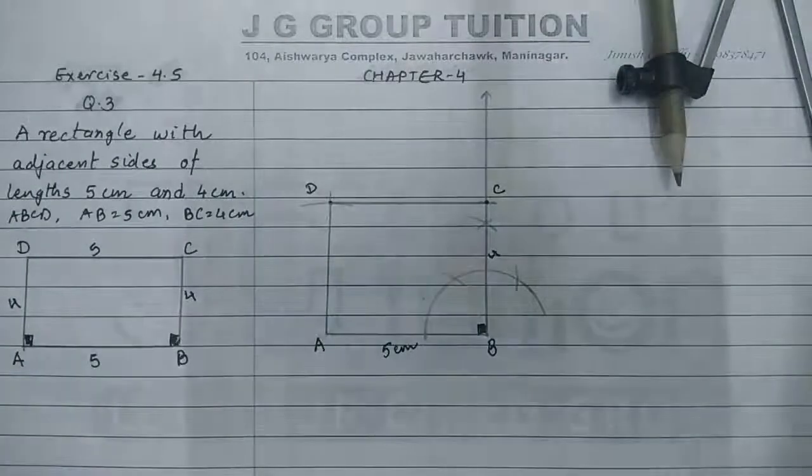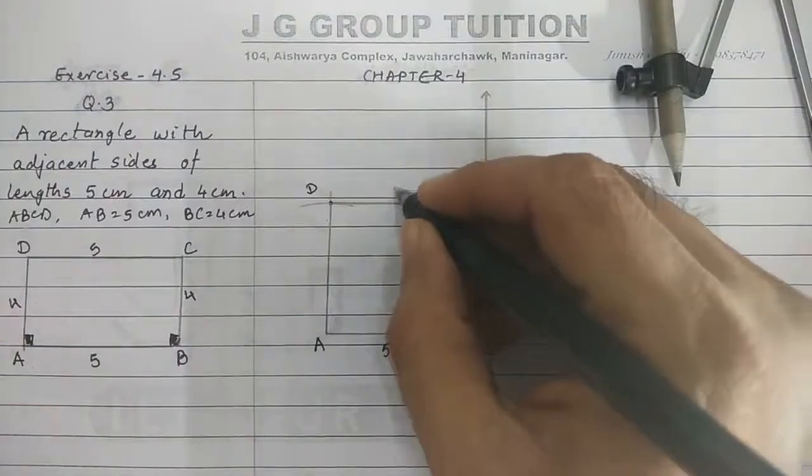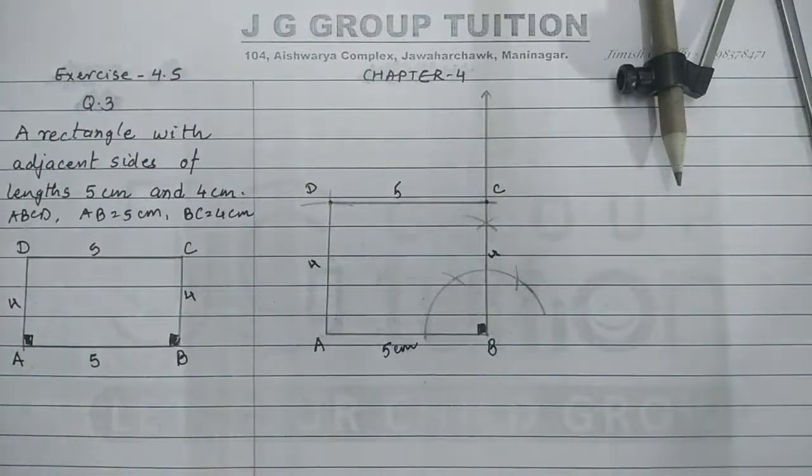So this is ABCD, a rectangle of the required measurement we will obtain. So I hope students you are getting this construction, and it is one of the easiest constructions. Thank you.